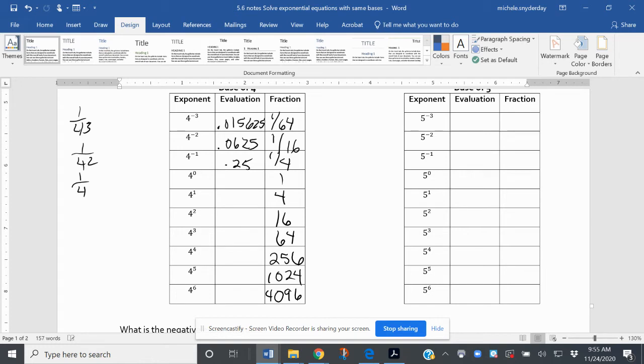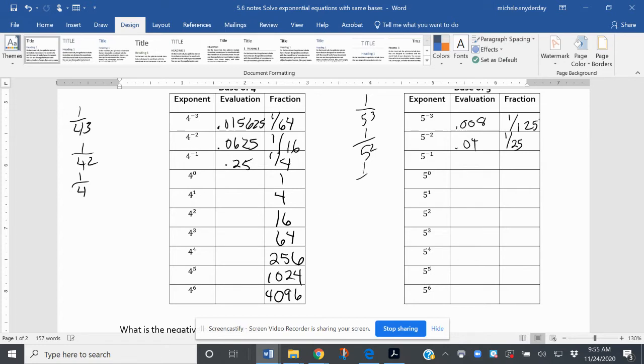All right, we're doing the fifth powers. 5 to the negative third is 1 over 5 to the third, which gives you 1/125th. And this decimal is 0.008. 5 to the negative 2 is 1 over 5 squared. 5 squared is 25, so this is 1 over 25. And our decimal is 0.04.